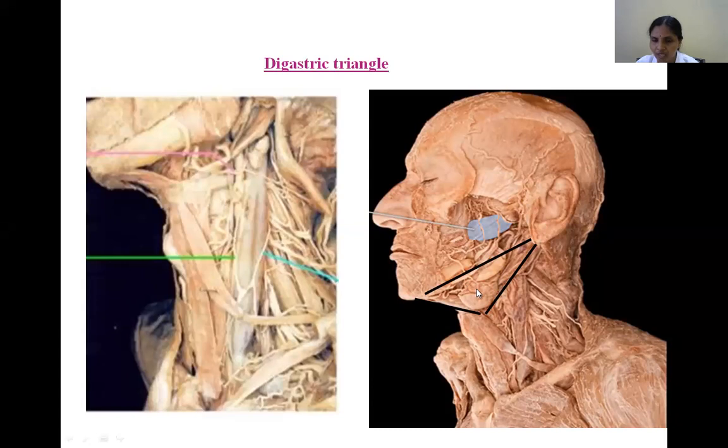Clear? And along with this, just immediately beneath that, we can identify the facial artery, which takes origin from the external carotid artery, and part of the hypoglossal nerve. These three important structures we can identify here. Okay. And the structures supplying the mylohyoid, meaning nerve and vessels to the mylohyoid, are present in this anterior part of the triangle. Whereas the posterior part of the triangle consists of the apex of the parotid gland.